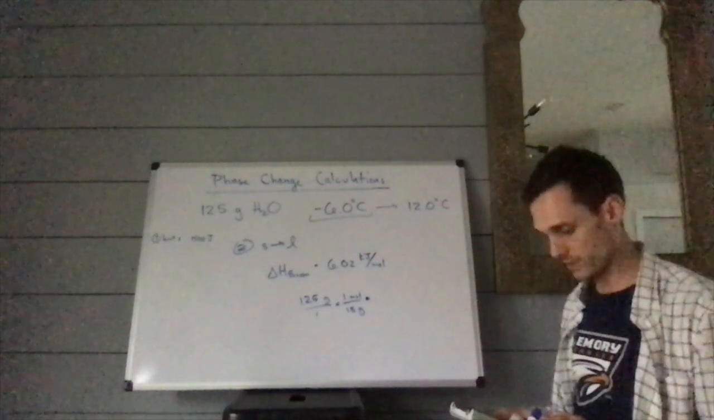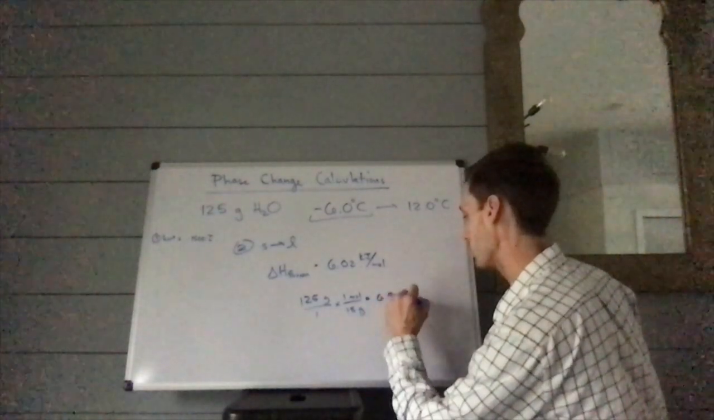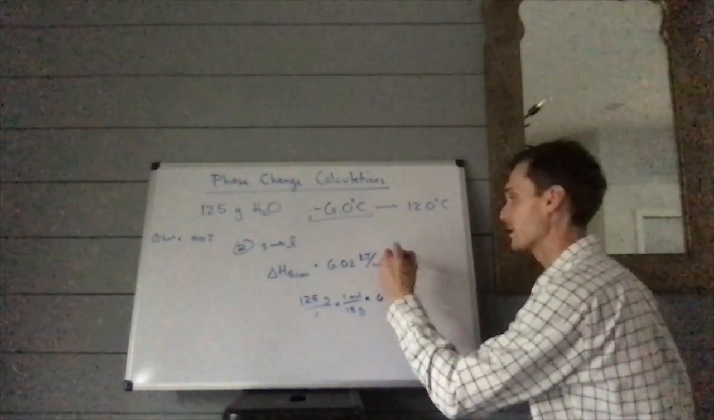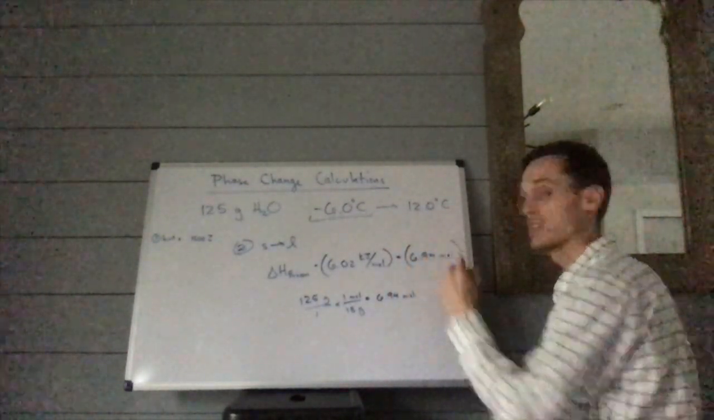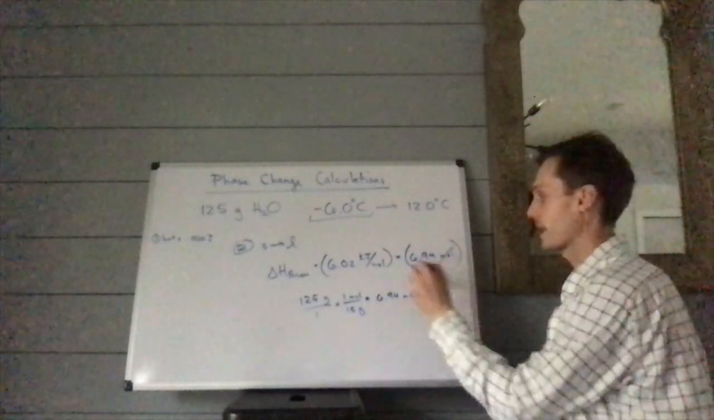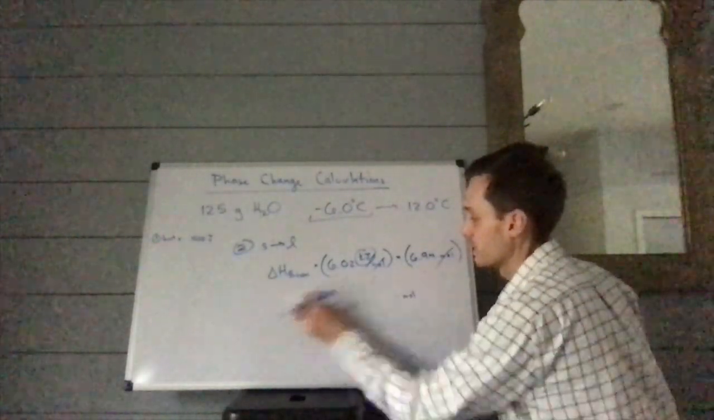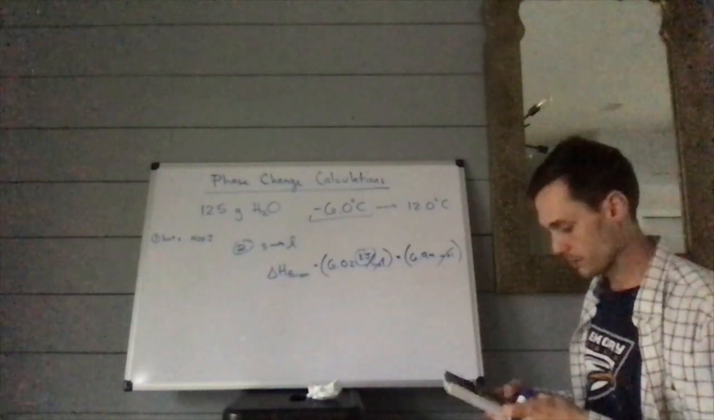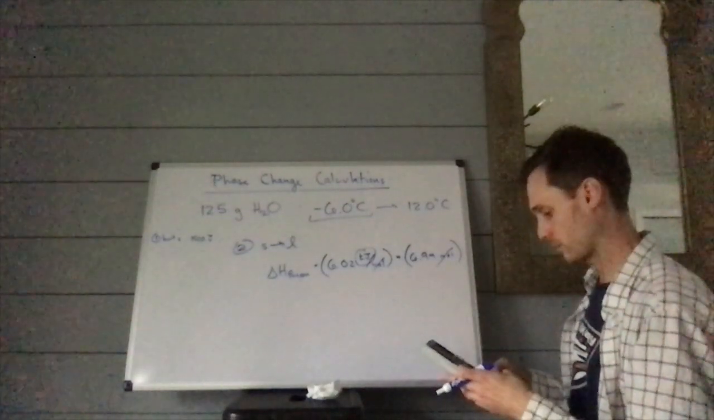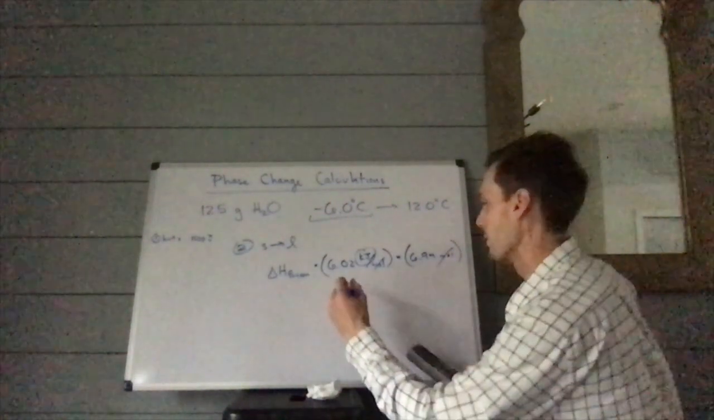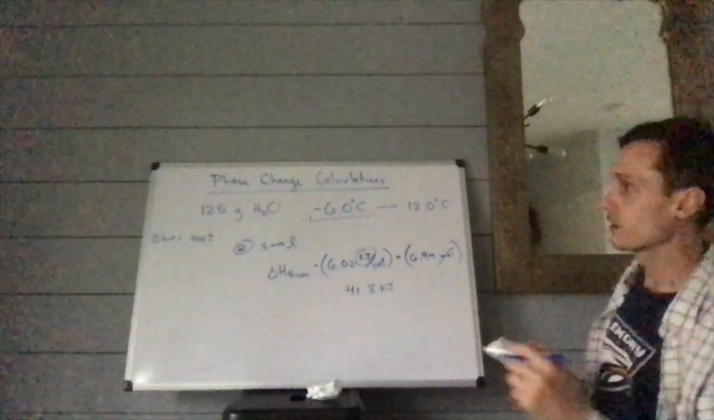125 grams by 18, we have 6.94 moles of water. So we'll take this molar heat of fusion, multiply it by 6.94 moles. If you notice here, the moles cancel. We're left with just kilojoules, which is what we want, or at least joules in general. So 6.02 times 6.94, and we get 41.8 kilojoules.